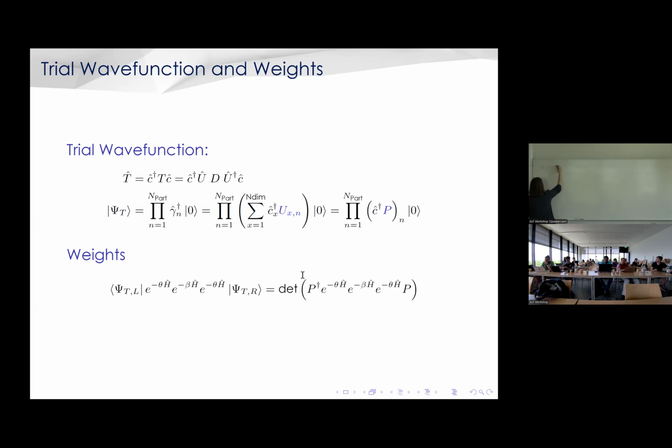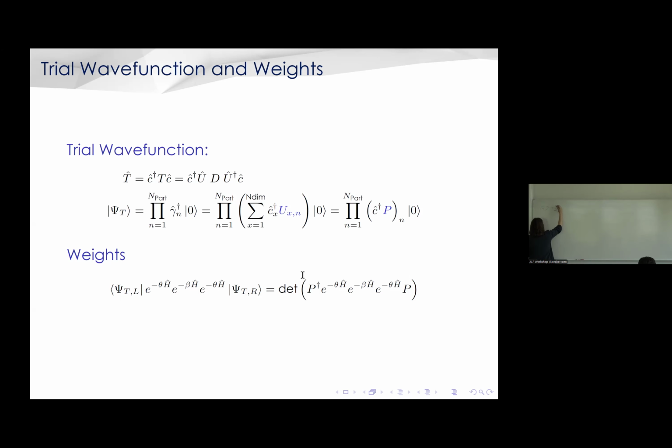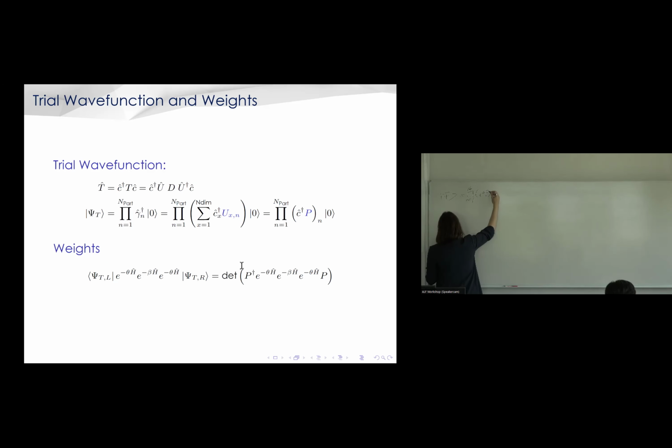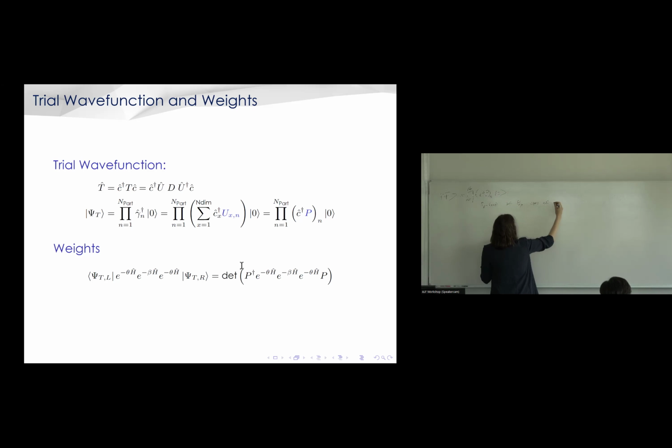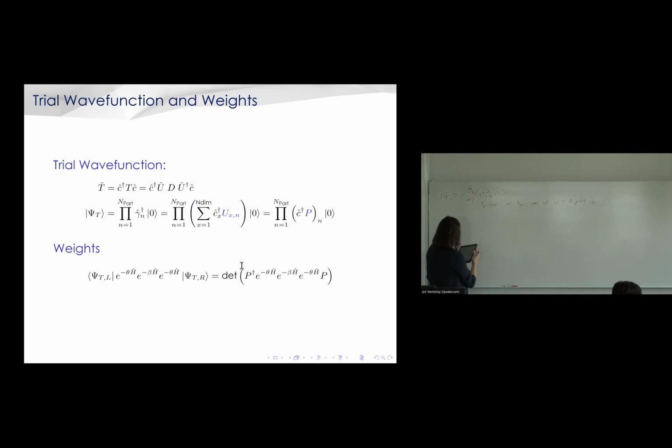So if we go ahead and write down our trial wave function in terms of this P matrix, and then we think about what this looks like, this is like a product of N_P sums of up to n particles, where n is the number of sites, or possible particles.